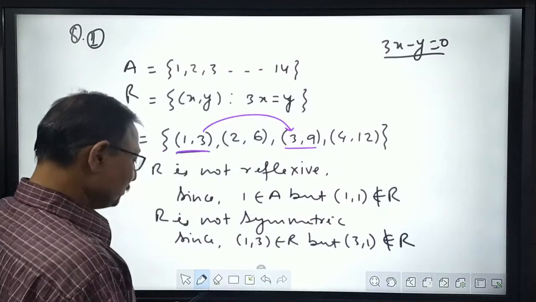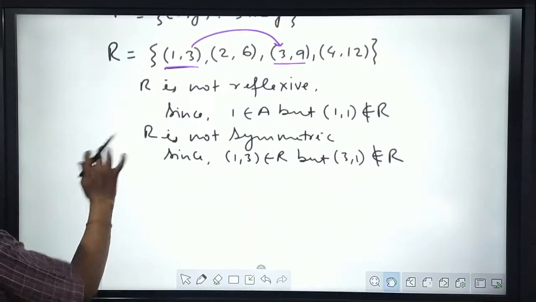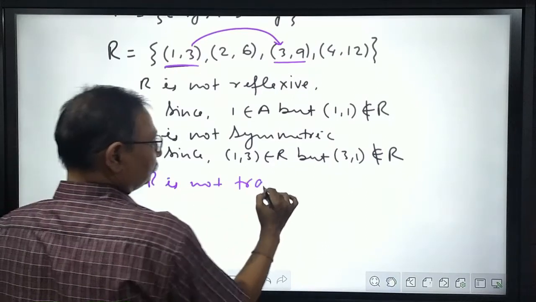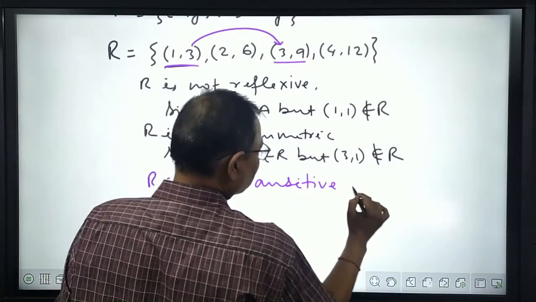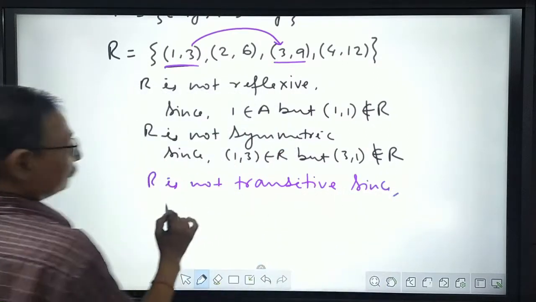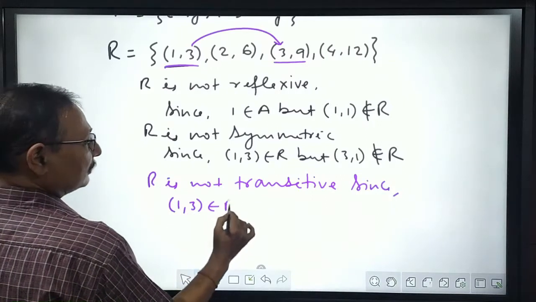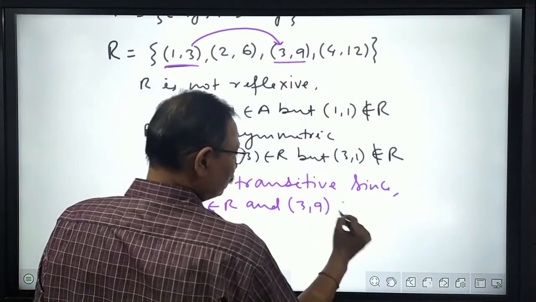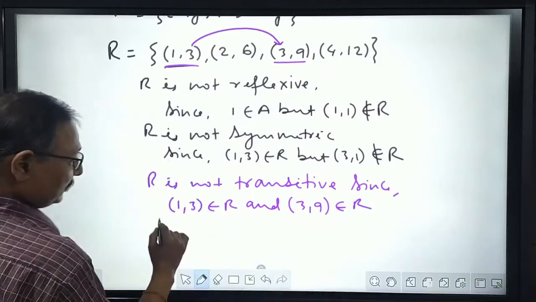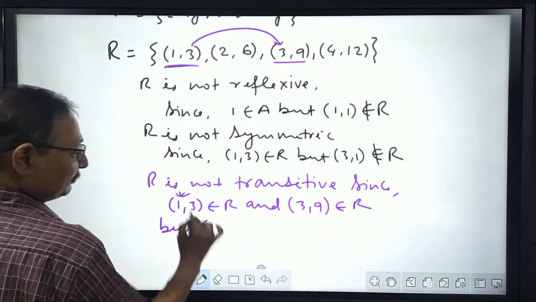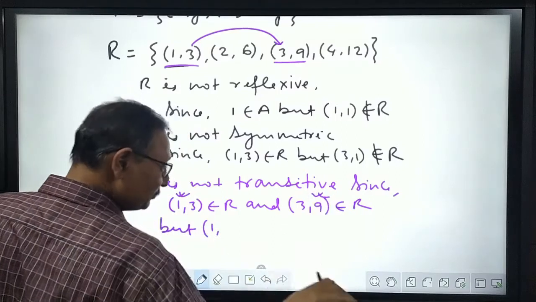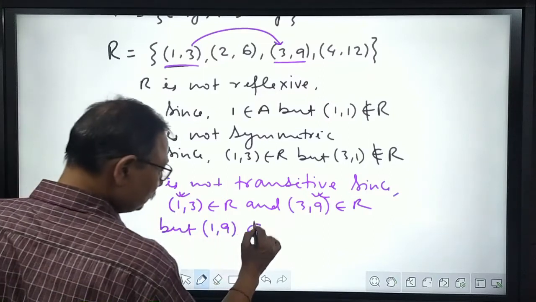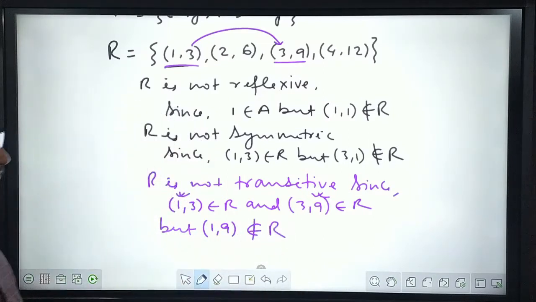So we will write in this manner. We will write that R is not transitive, since 1 comma 3 belongs to R and 3 comma 9 also belongs to R, but the first element 1 and the second element of the second pair 9 are not paired together. That means this pair is not a member of R, so it is not transitive.